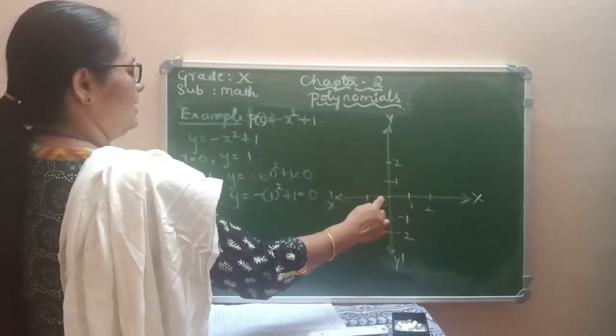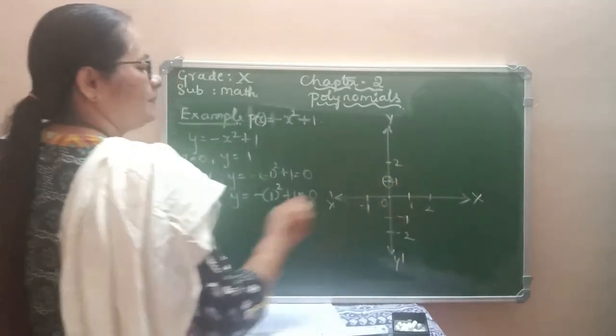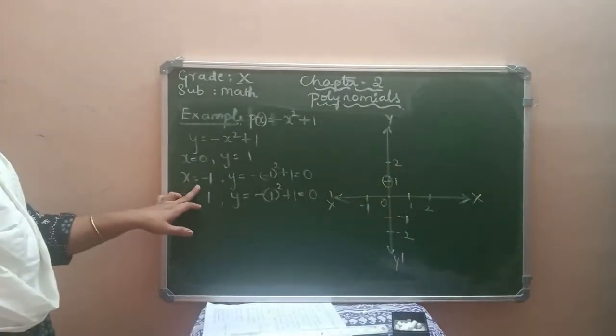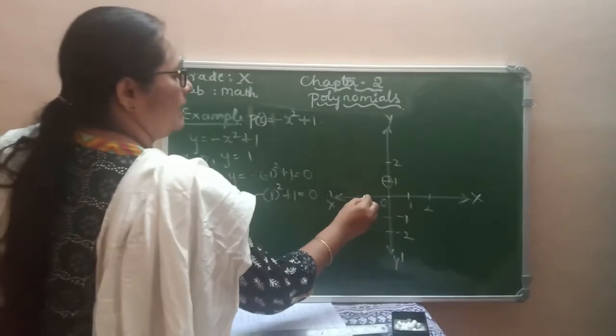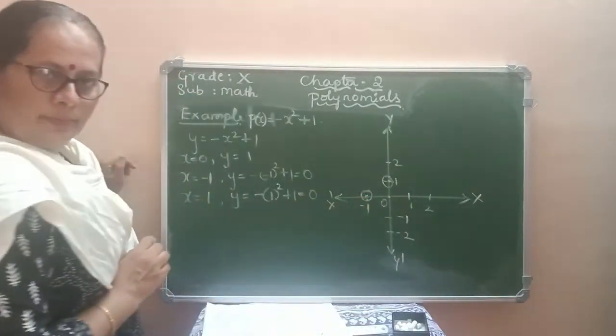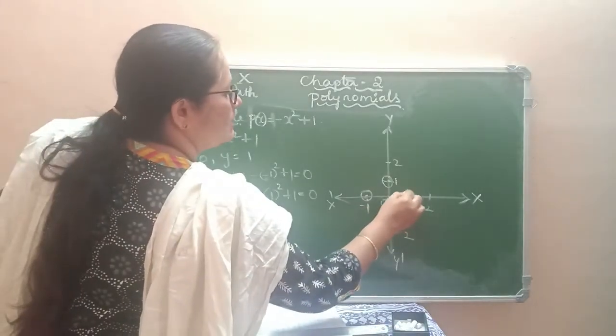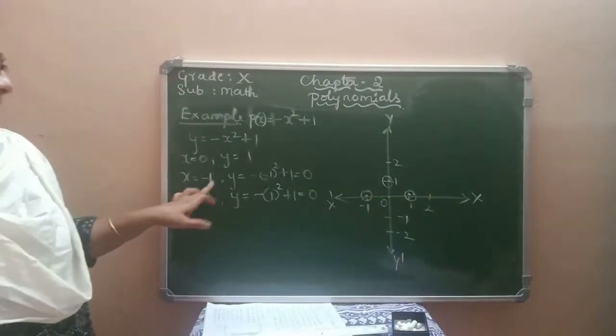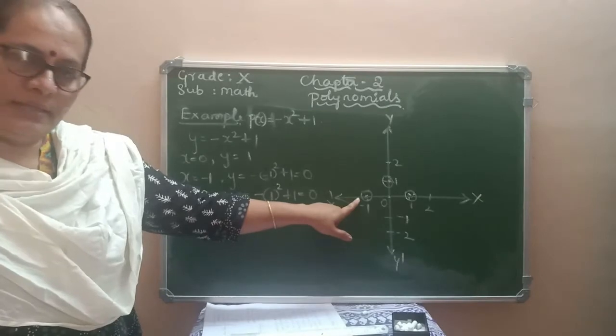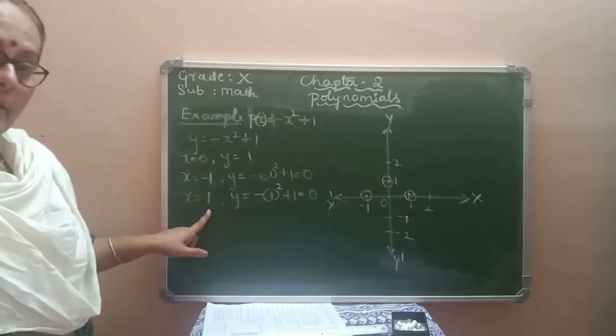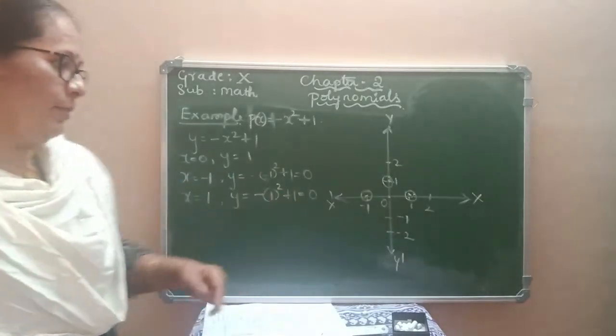When x is 0, y is 1. When x is minus 1, y is 0. When x is 1, then also y is 0. So x is minus 1, y is 0. When x is 1, then also y is 0. I will take one more point.